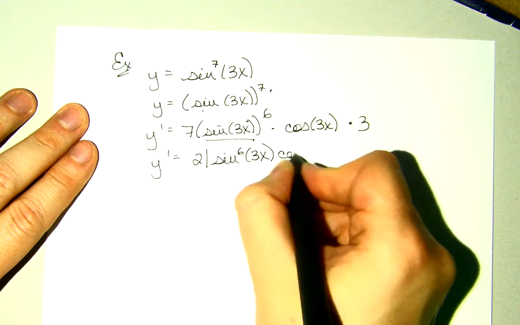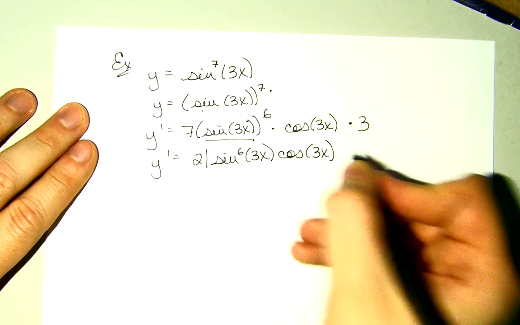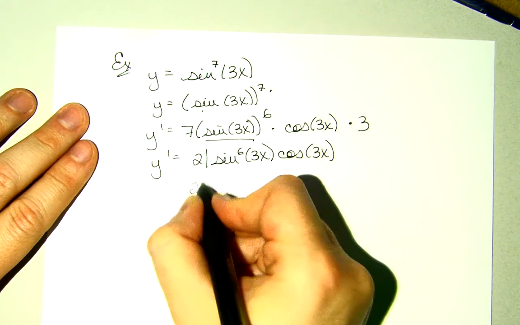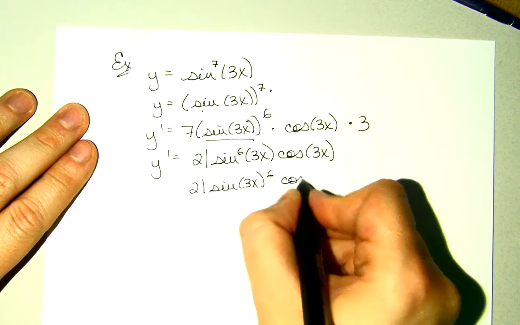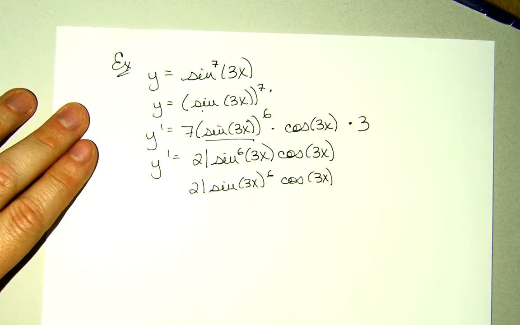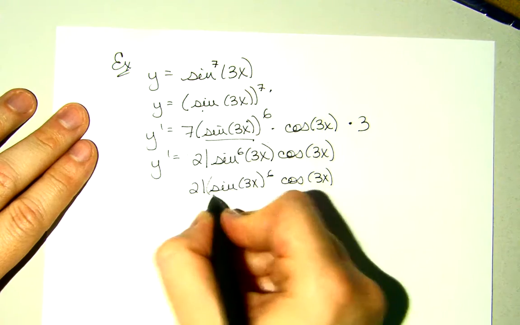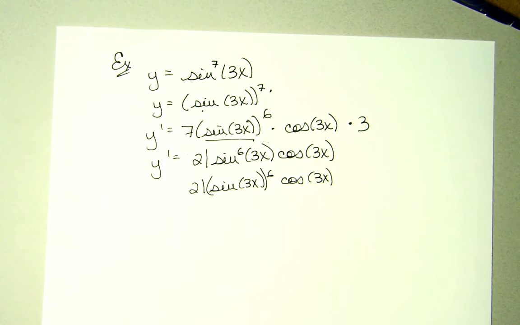I'll write it like that. You can write it with parentheses. That would be fine. What I'm not okay with is you saying 21 sine 3x to the 6th cosine 3x, because that implies the 3x is getting raised to the 6th. If you're going to write it like that, you need another layer of parentheses. But it should look something like that. Anything so far?